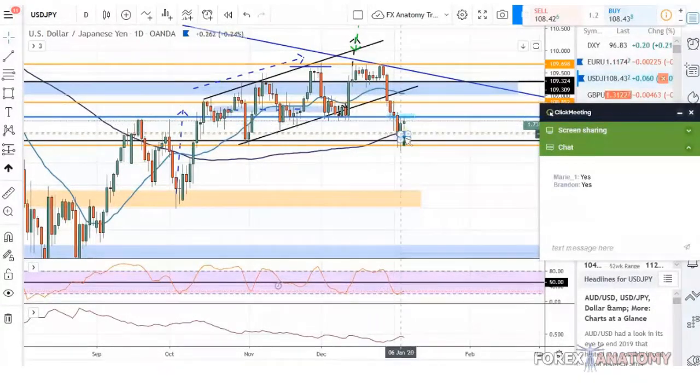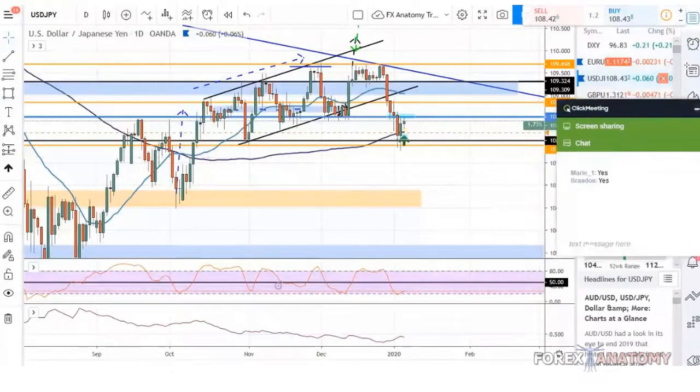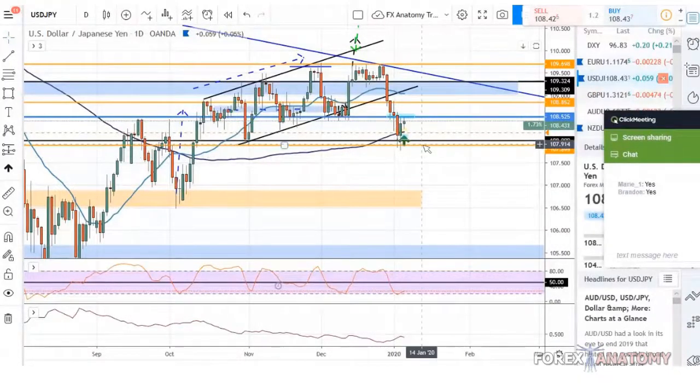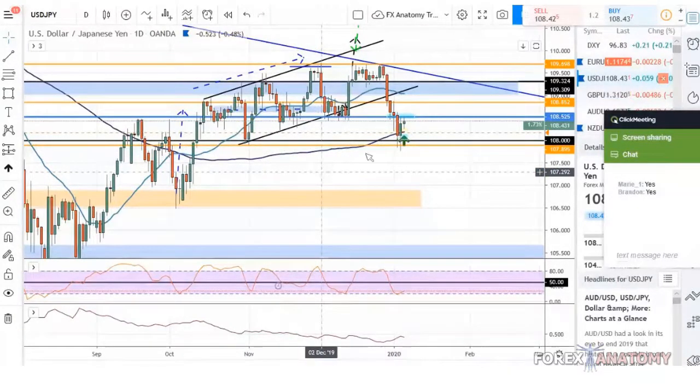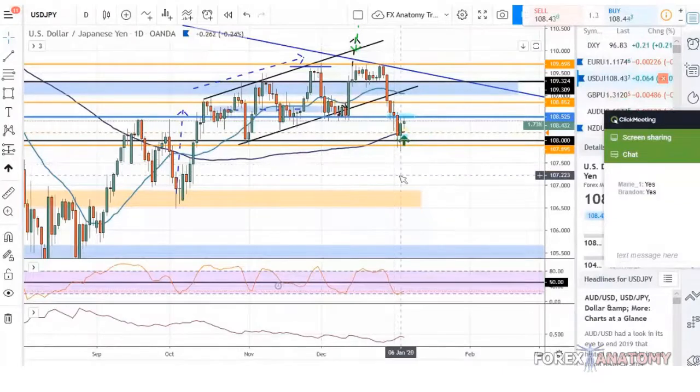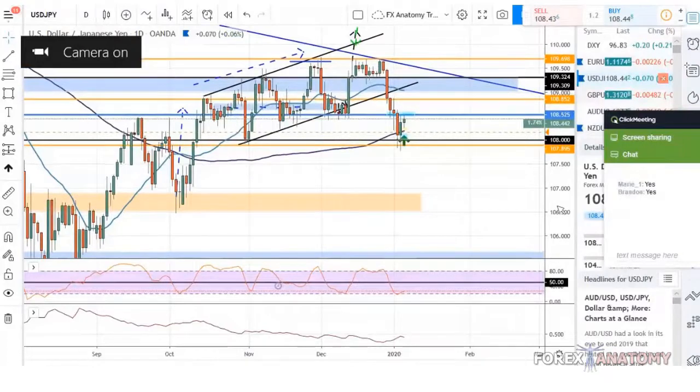We saw this break and close below, and what we see right now is a bullish reaction right around the 108 institutional level, which is not too far from our daily structure support as well. So we saw this bullish reaction, but we're still expecting a bias to the downside.